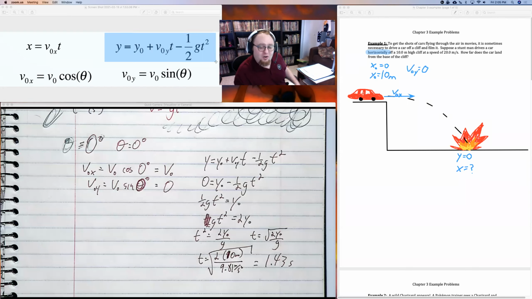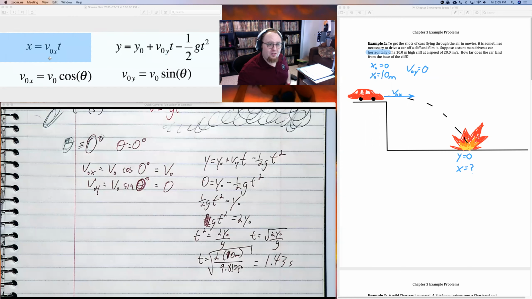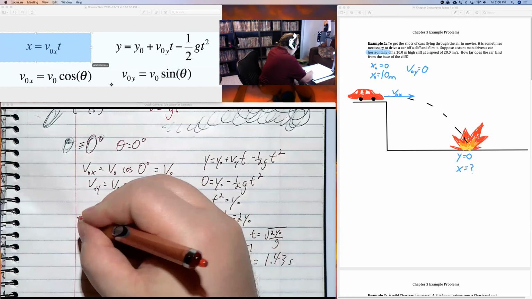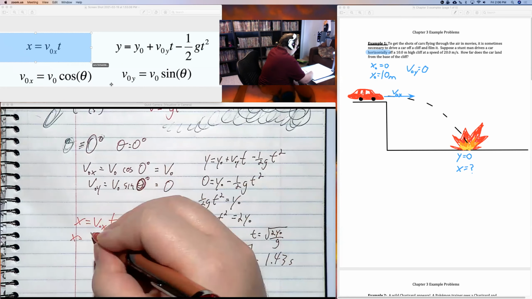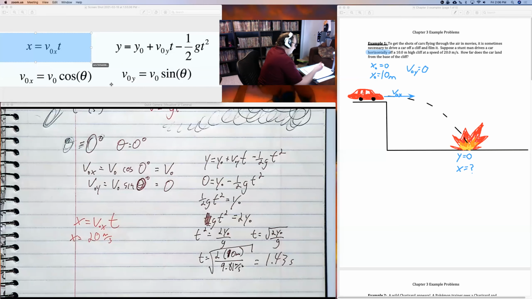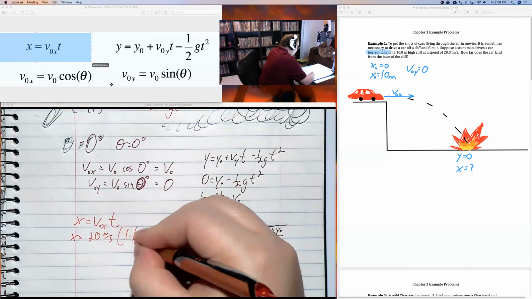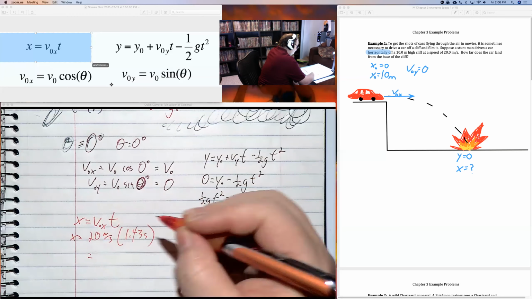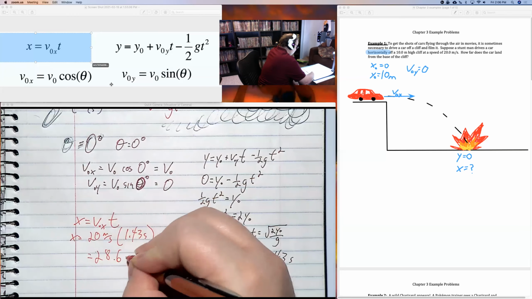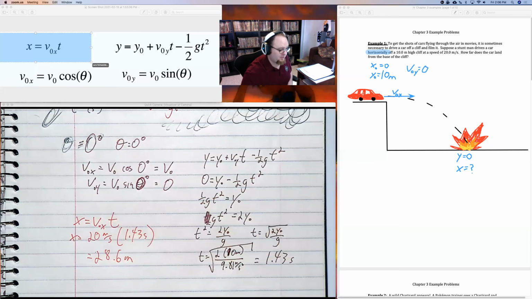But now we can solve it, because now if we know how long it travels in x, we can say how far it gets in that time. Now that we have time, I'll just switch to my other equation and say, if you want to know how far it gets, well, x equals v naught x t. And we know v naught x is 20 meters per second. And I just found time. I said time was 1.43 seconds. And I can get a value, 28.6 meters. Did that in my head, so I should check to make sure it's right, but it is.